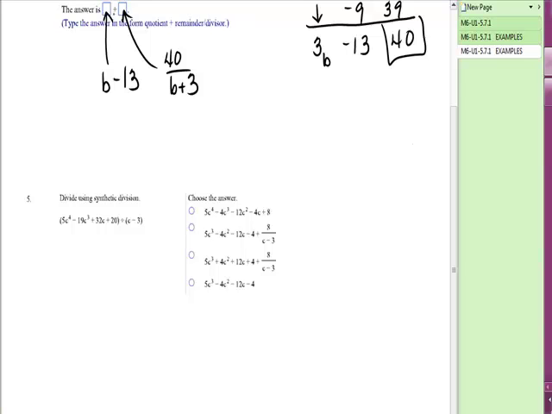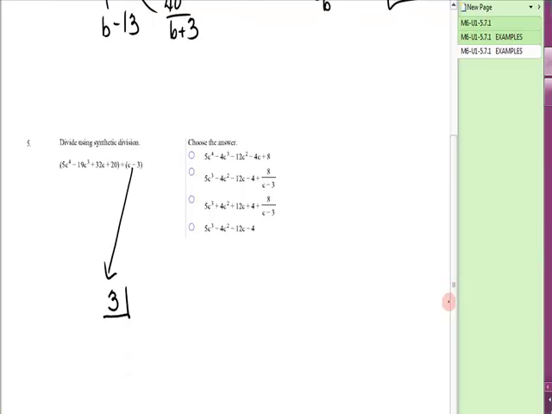Last one. This has c minus 3, so I'm going to divide by 3 because I changed the sign. This is 5c to the 4th minus 19c to the 3rd. Uh-oh, there's no c squared term. I have to put in a placeholder 0.